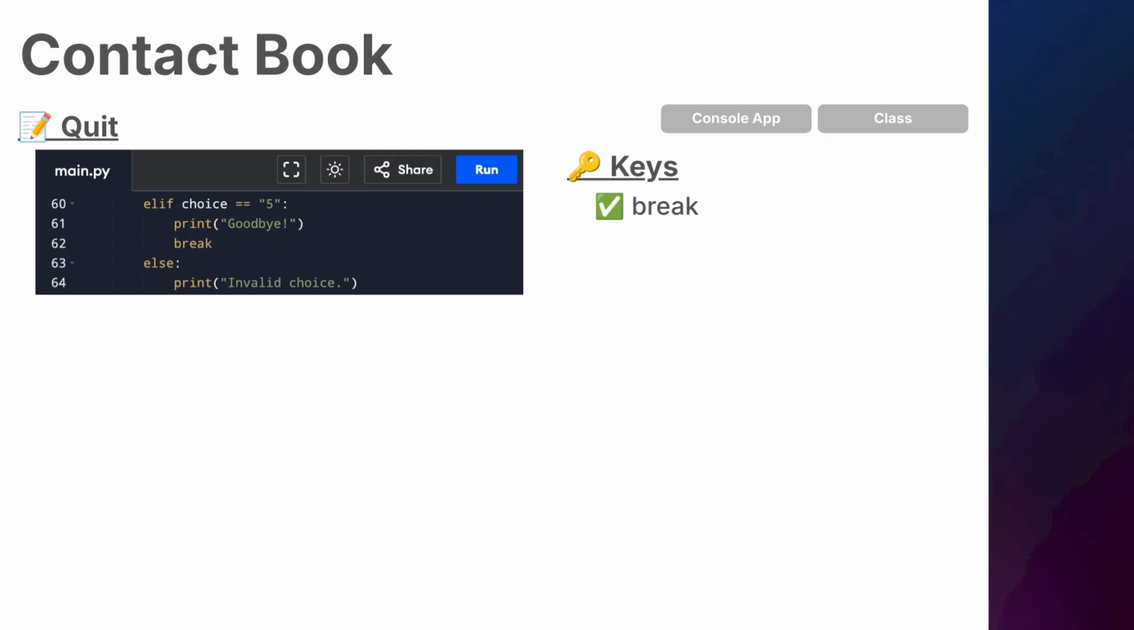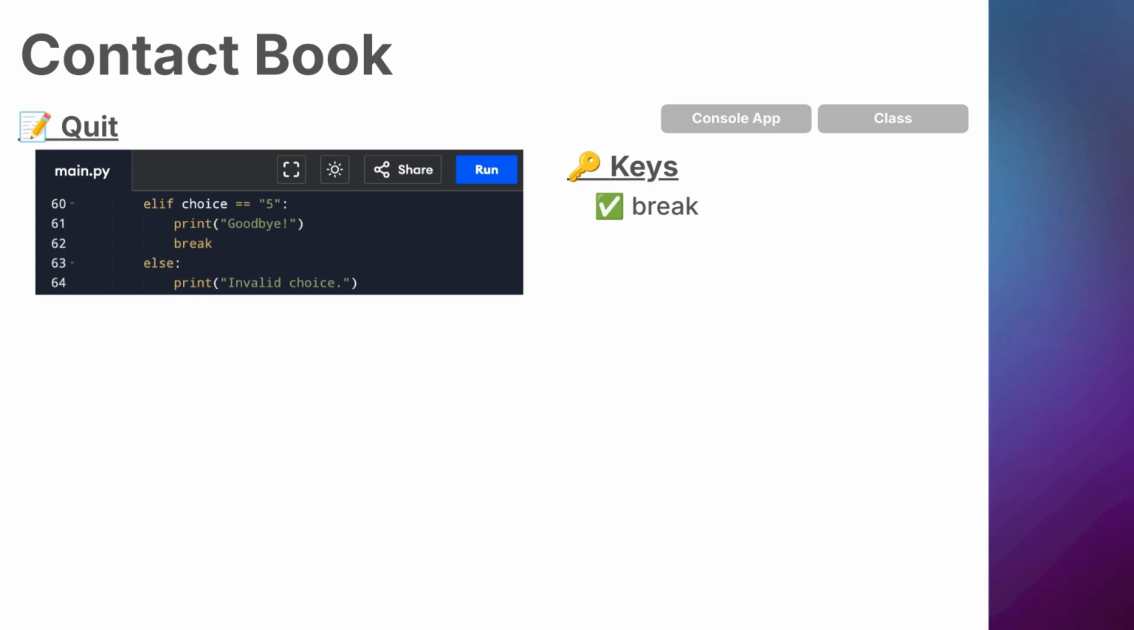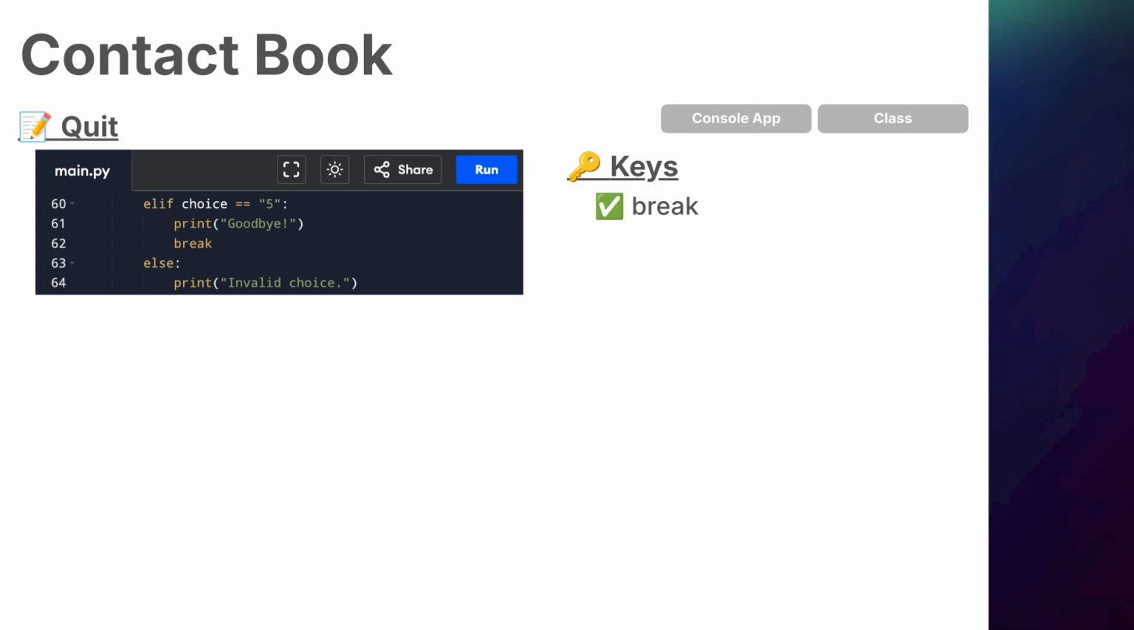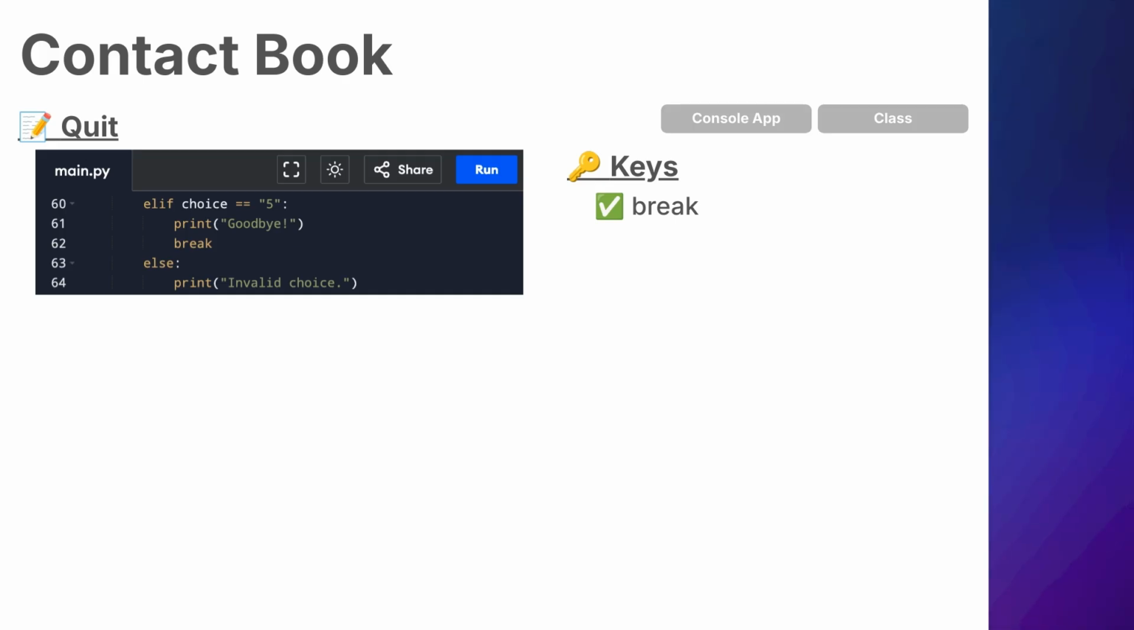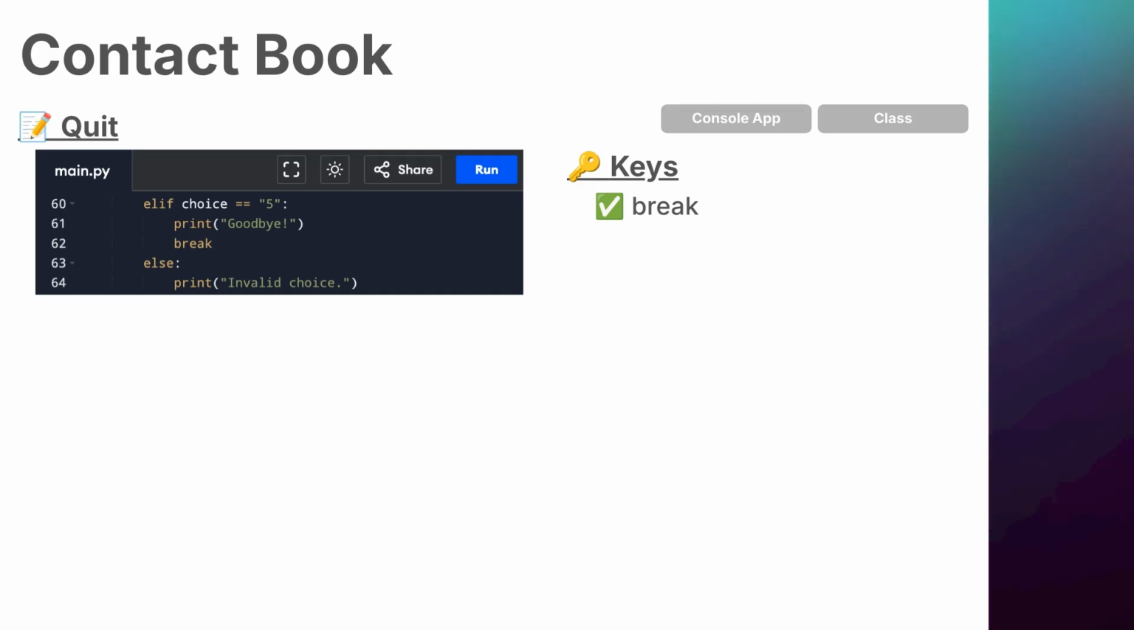This final piece is important because it gives the user control to end the program cleanly at any time and handles mistakes without crashing. With this in place, the contact book is complete. You can add, view, search, delete, and quit safely, all from the console.